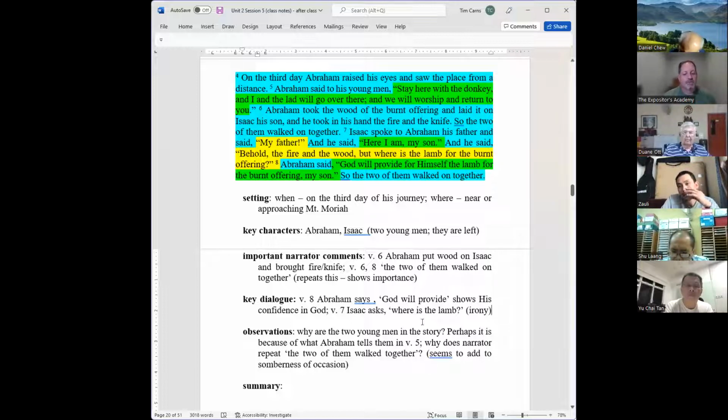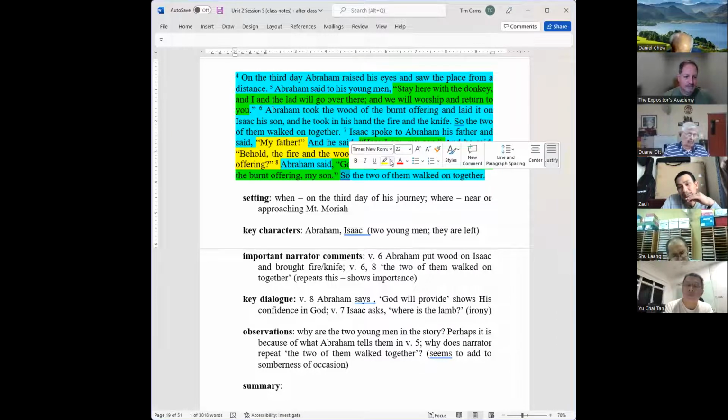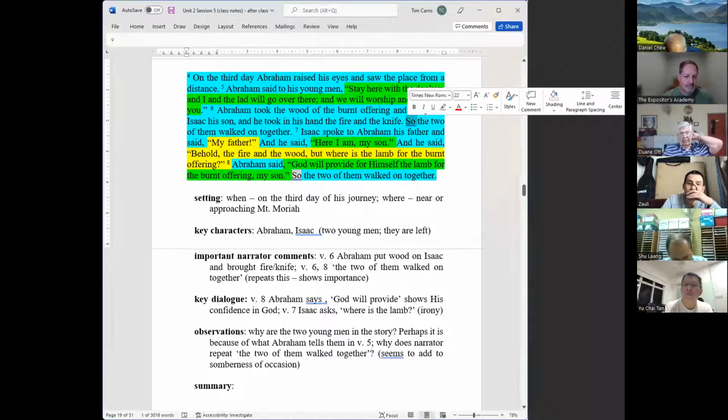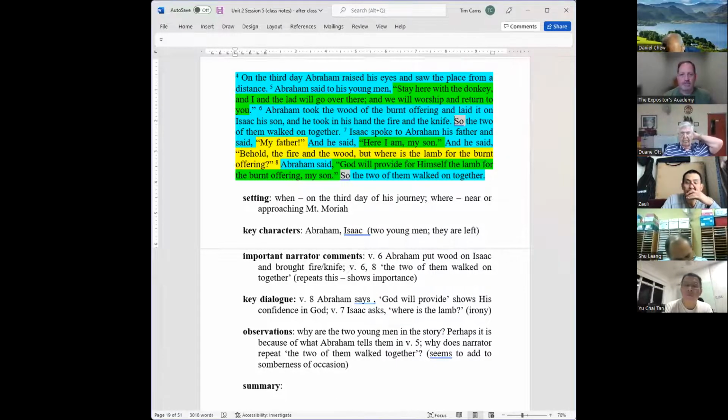Yeah, and whereas in your passage there, the translators use the word "so" for both statements. So the two of them walked on together, and so the two of them walked on together. It's the function of "so." It sounds as though it joins the two ideas, but there's a full stop after the first "so," as well as the second one. So the two of them walked on together.